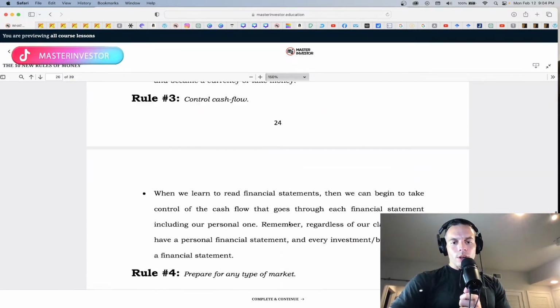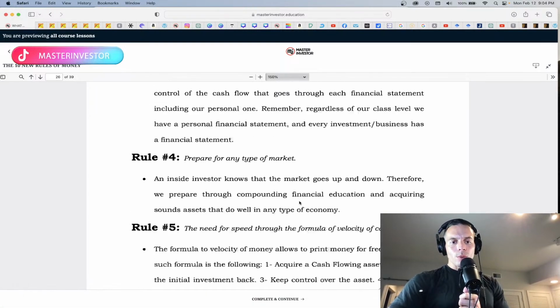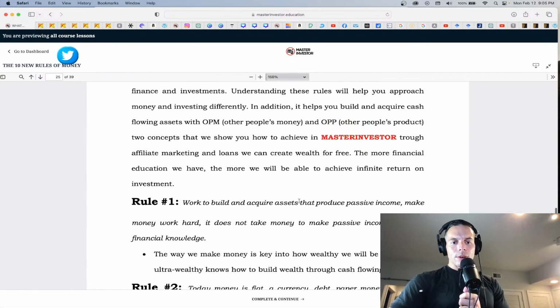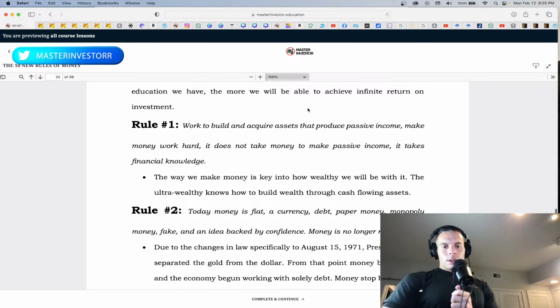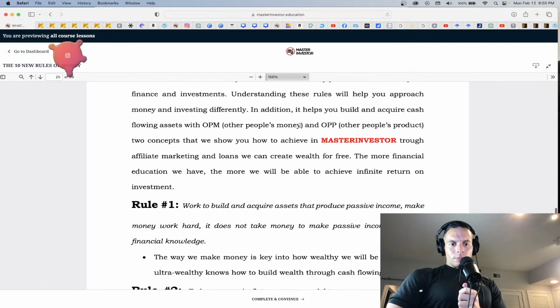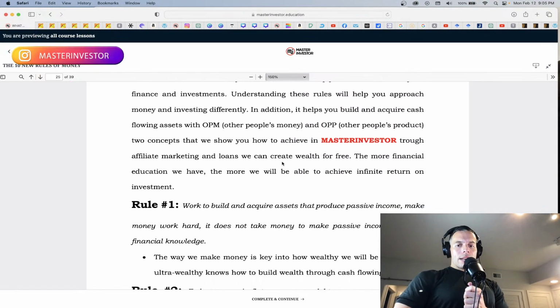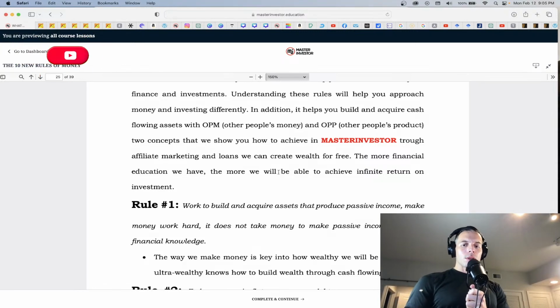Okay, let's look at rule number one. That's what I want to show you here of money. We have 10 new rules of money. I'm going to give you one right now, and then we dive into the blog. Rule number one, work to build and acquire assets that produce passive income. Make money work hard. It does not take money to make passive income.